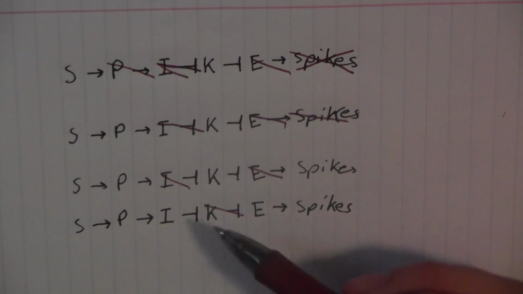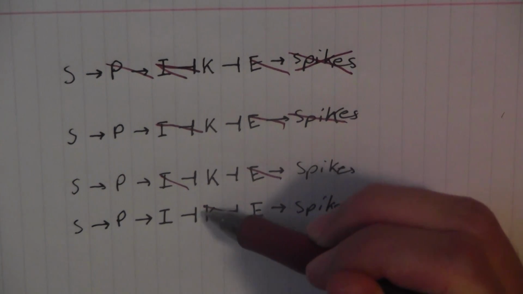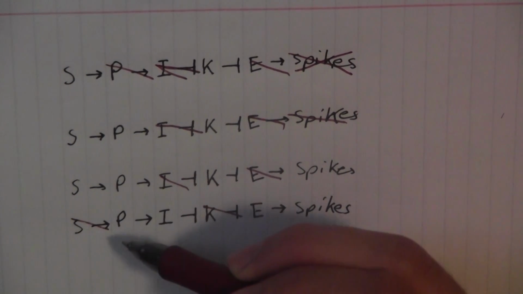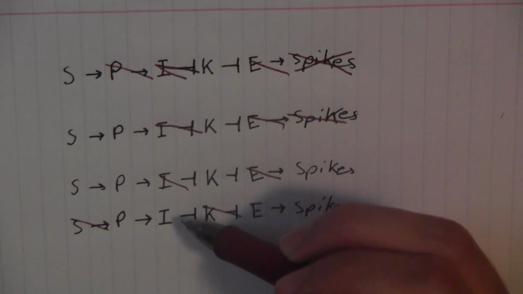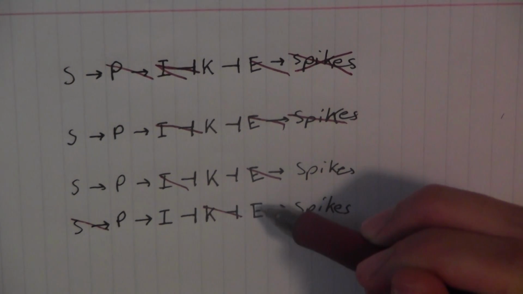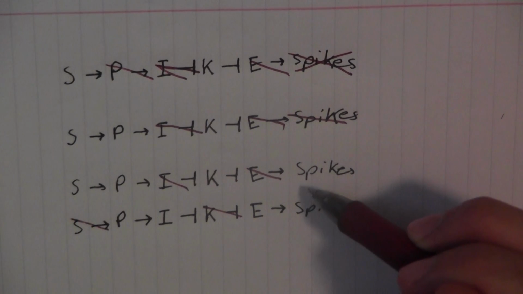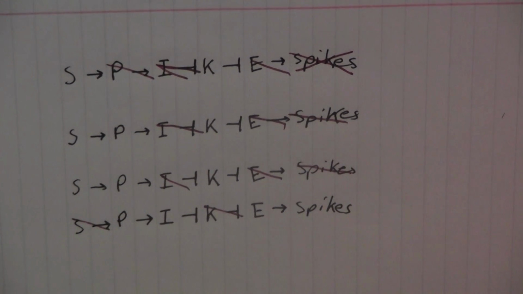However, if we were to have a mutant S and a mutant K, then there would be no S to activate P, which will then activate I, which will then inhibit K. However, there is no K as well to repress the formation of E, which means that E is actually able to form spikes, unlike our other three up here.